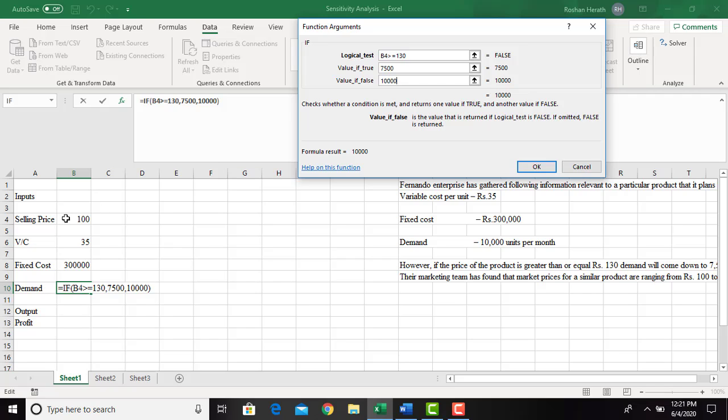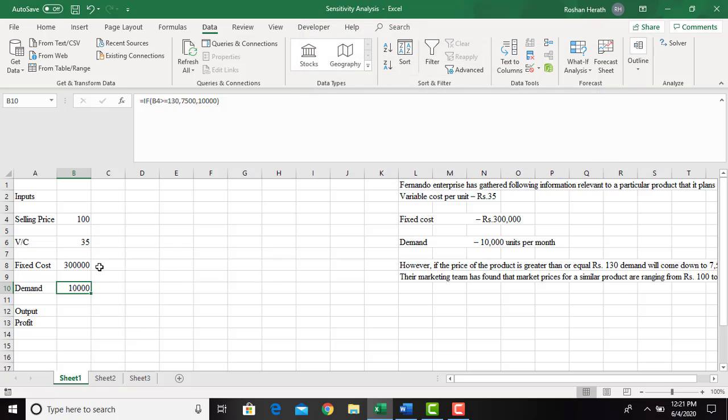If the selling price is greater than or equal 130, then the demand is 7,500. If it is other than that, it is 10,000. Say okay. Now let's change the selling price and see what is the impact. What if it is 140? Yes, the corresponding demand comes. What if it is 150? Yes. What if it is 130? It works. What if it is 120? Yes, it properly works. So now you have properly got the inputs.